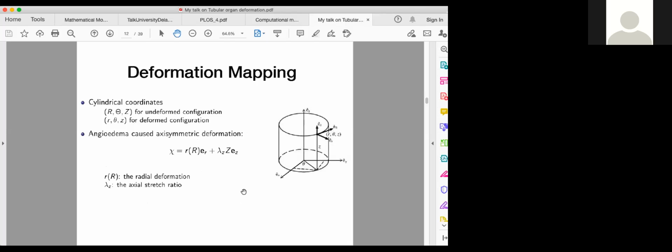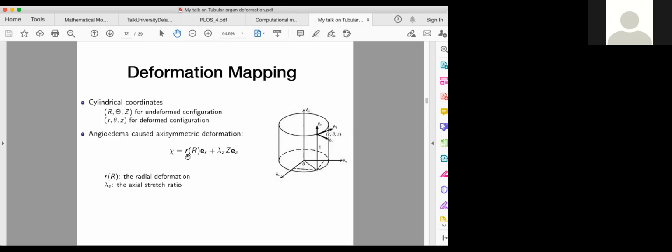Now the deformation mapping. Because our geometry is very symmetric, we also assume an axisymmetric deformation. So the deformation mapping chi is lowercase r of capital R times e_r plus lambda_z capital Z times e_z. Here e_r and e_z are the basis vectors. e_r is the radial direction, and e_z is the longitudinal or axial direction.